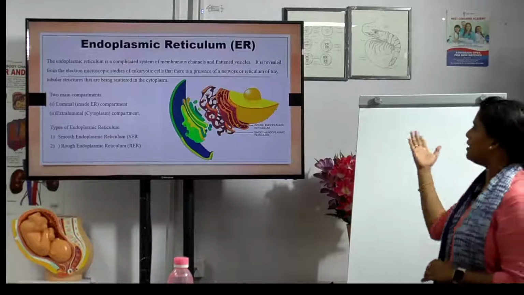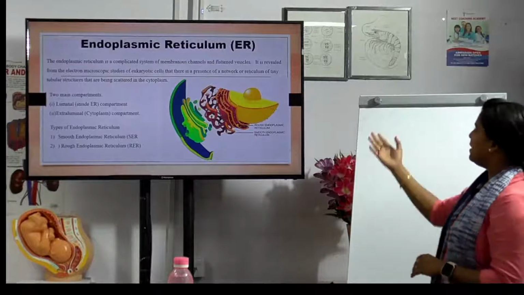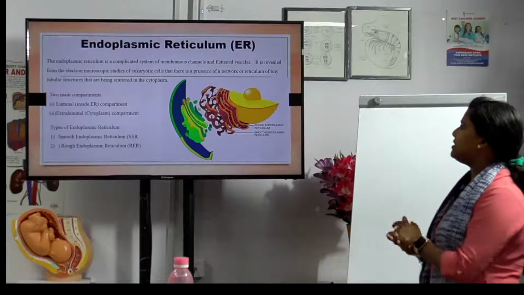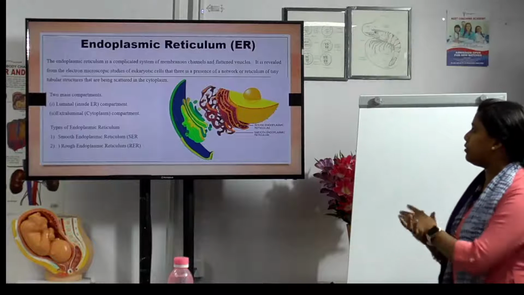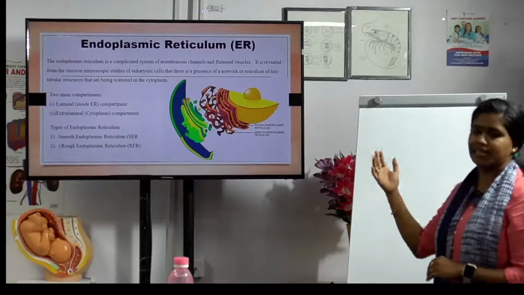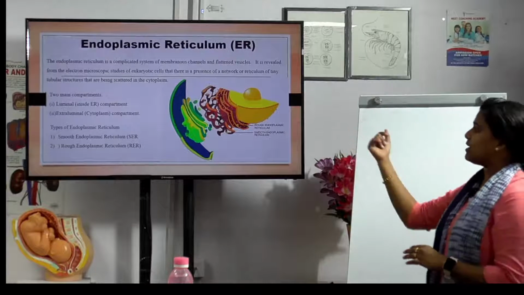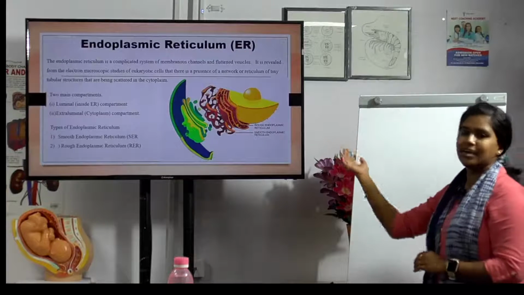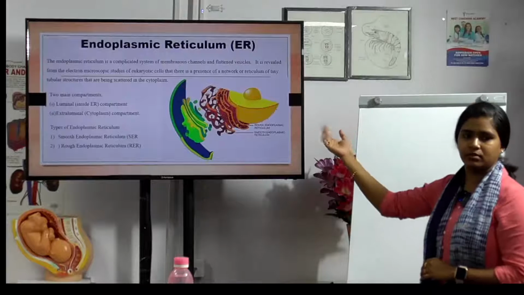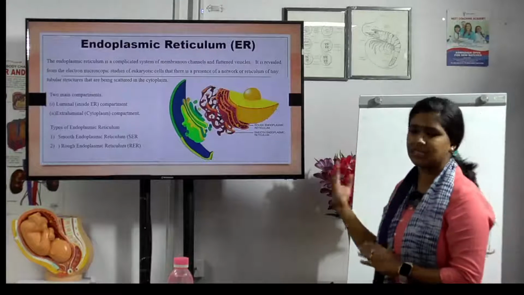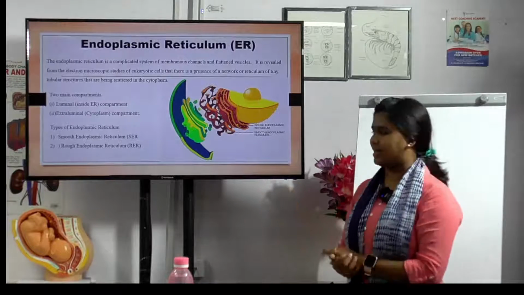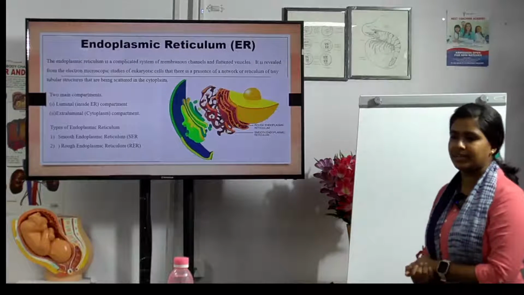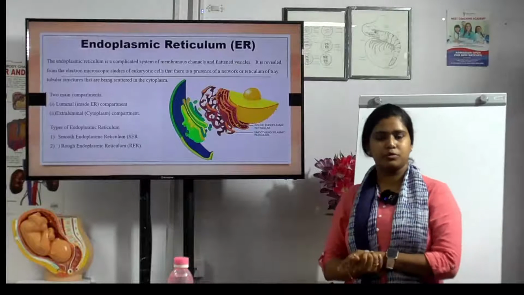Now let us see about the endoplasmic reticulum. It is a complicated system of membranous channels and flattened vesicles. It is revealed under an electron microscope only, in eukaryotic cells, and there is a network of reticulum, or tiny tubules, scattered in the cytoplasm. There are two compartments, one luminal and another extraluminal. Luminal means inside the endoplasmic reticulum, and extraluminal is outside, near the cytoplasm. And there are two types of reticulum. What are they? Smooth and rough. Okay, any differences between them?